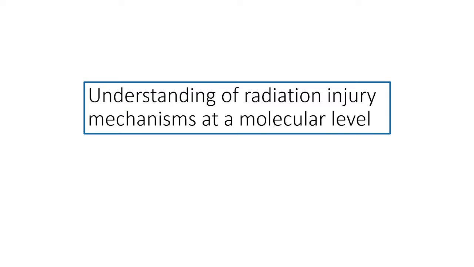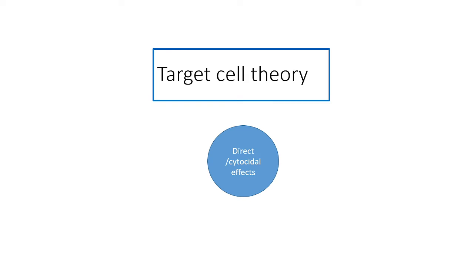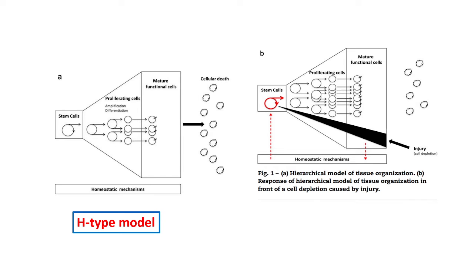Moving on to the mechanism of radiation injury. The first theory is the target cell theory, which is the direct cytocidal effect caused by radiation. It is divided into two models, the H-type model and the F-type model. The H-type model says that tissues are made up of cells which are divided into three compartments: the stem cell compartment, the proliferating cell compartment, and the mature cell compartment.